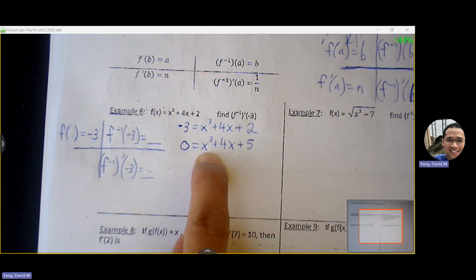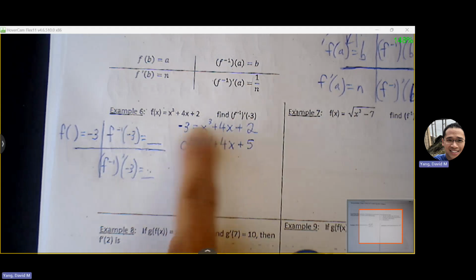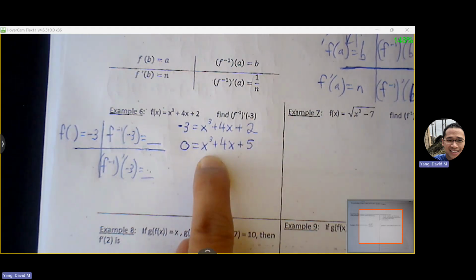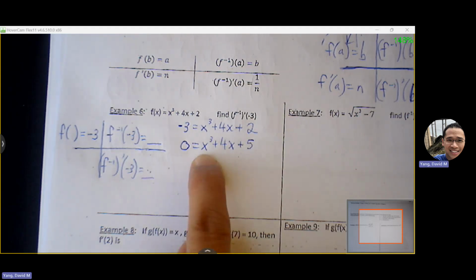So let's try 0 first. Would 0 work? If I plug 0 in, am I going to get an equation that is true? All right, I'll get 5 equals 0. That doesn't work. What if I plugged in 1? 1 plus 4 is 5. 5 plus 5 is 10. 10 doesn't equal 0. Okay. What about -1?